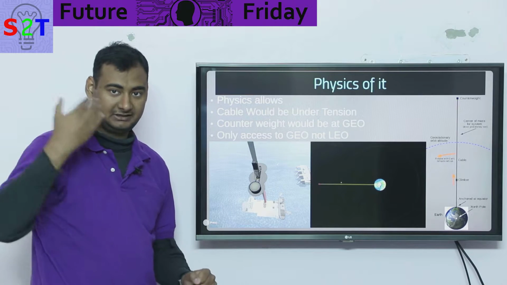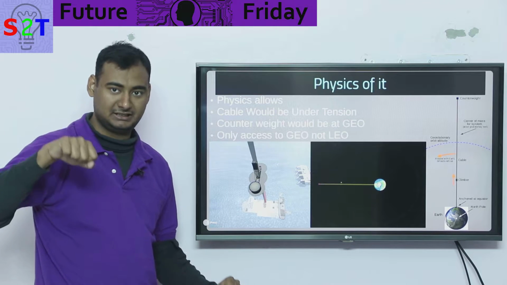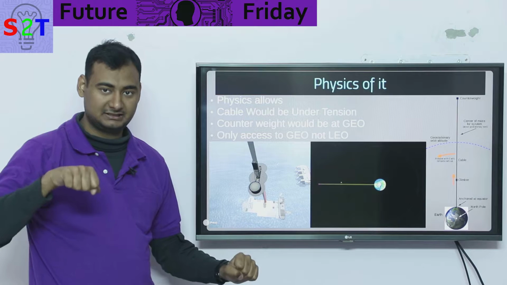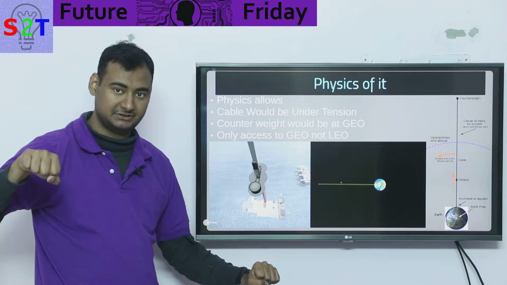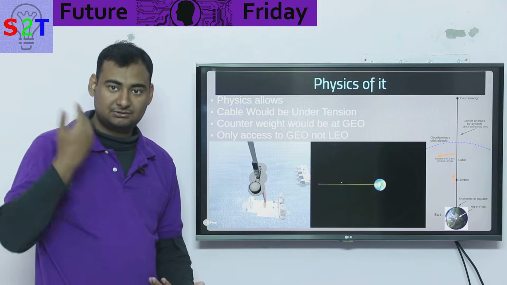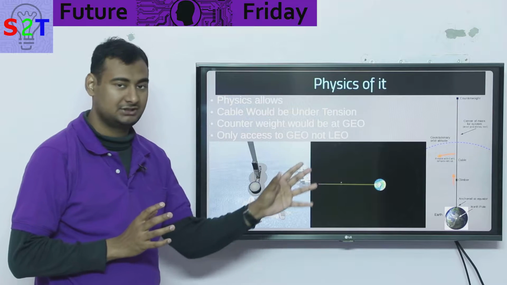Now what about that cable? There are no pillars or posts in between to hold it steady. So how is it going to stay exactly where it's supposed to be? It will be under tension. Basically it's like you're pulling it, like a suspension bridge. So how do you pull it? It's in space, so how are you pulling on it? Very simple thing. You will put a counterweight at geostationary orbit.